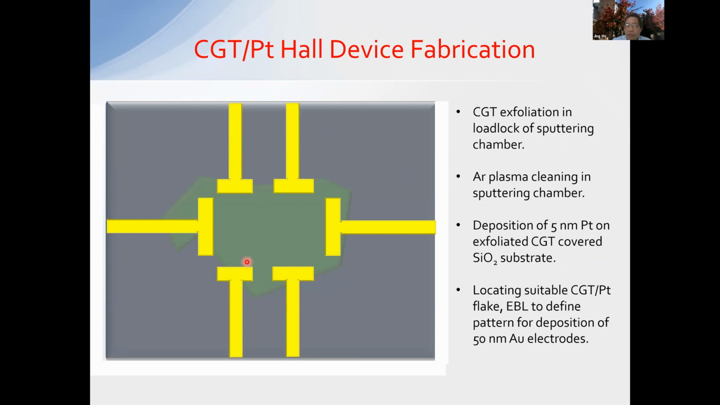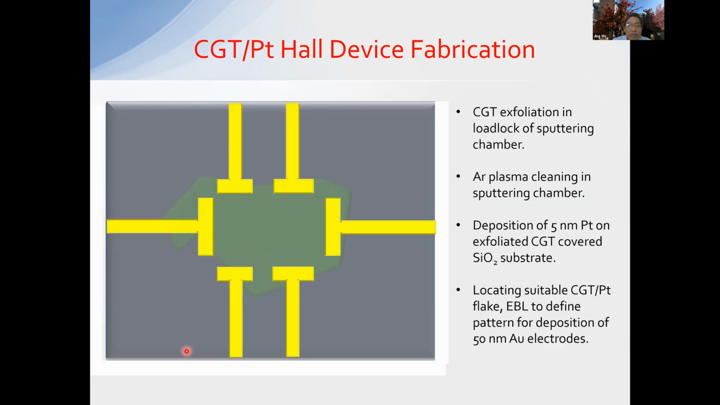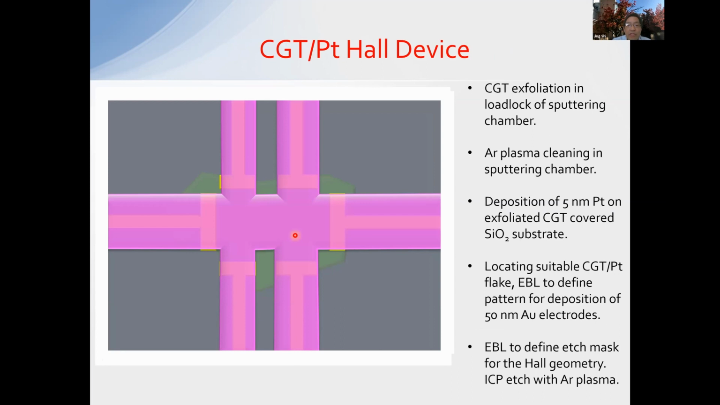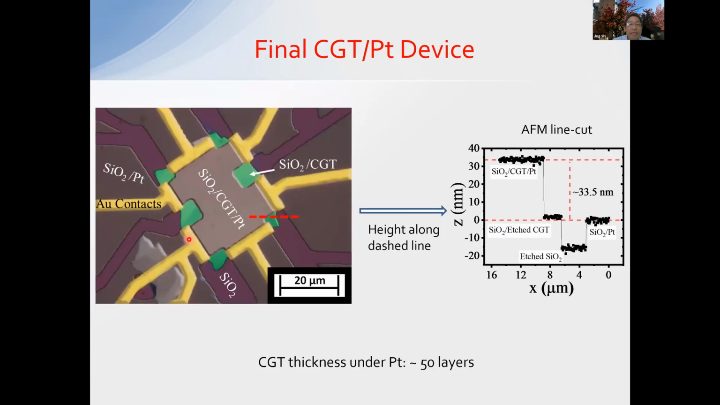We have a thin film of platinum everywhere, which later serves as electrodes. Then we put on gold, especially this gold color. These are gold electrodes. Then we mask off the regions that we don't want to be etched, including the channel, electrodes, and Hall electrodes. And then we etch away the rest to preserve this Hall bar shape. In the end, this is the photo of a real device, but it's a CGT.